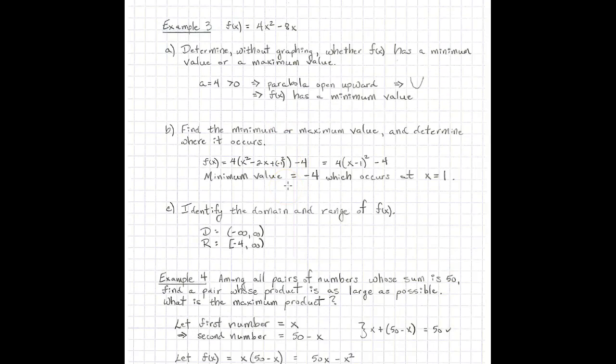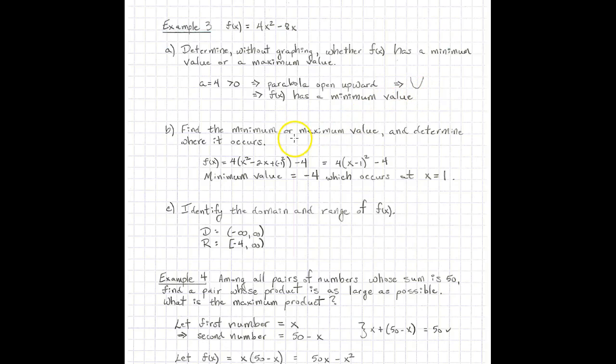All right, as a third example, let's determine without graphing whether this function f of x has a minimum or a maximum value. All you want to know is, does it open up or does it open down? Okay, we have a positive coefficient in front of x squared, which means it's an upwards opening quadratic like this, which means it would have a minimum value, no maximum. So now let's find it.